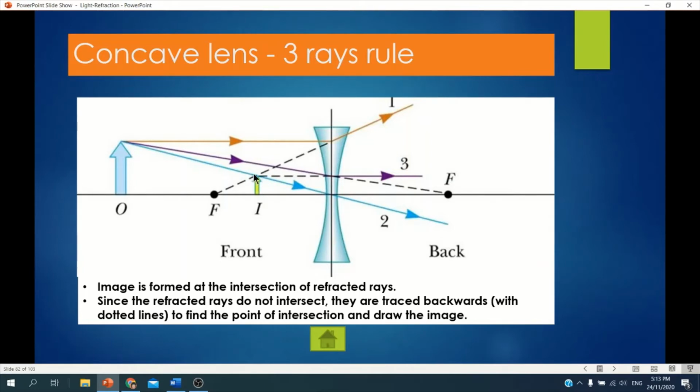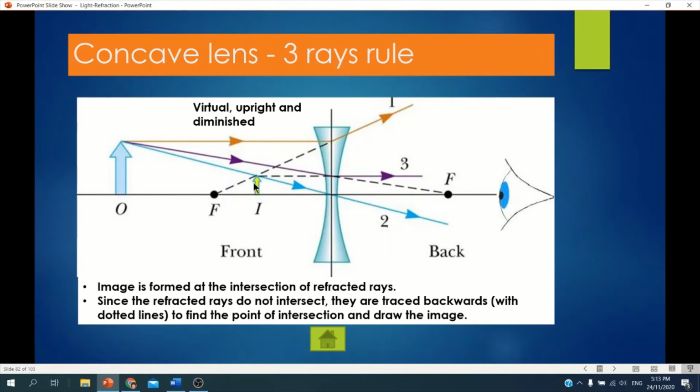Okay, so with these three rays, we can draw the location of the image. We can draw the image. All right, so you can see from here, the image is upright and it is smaller than the object. And if I put a piece of paper here, I will not be able to see the image on the paper. I do not see the image on the paper.